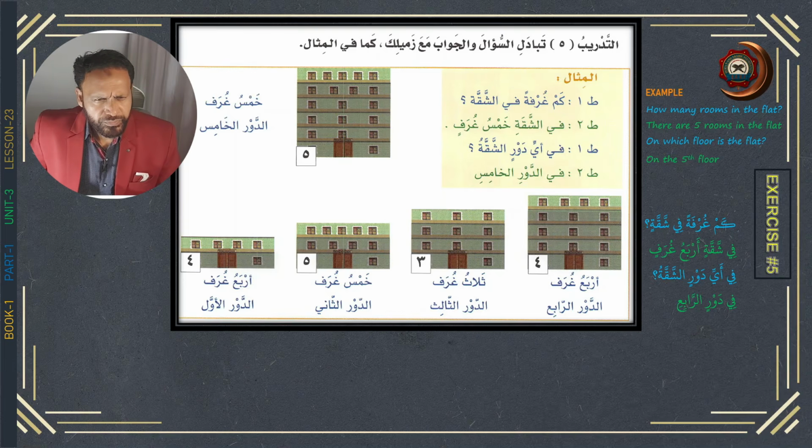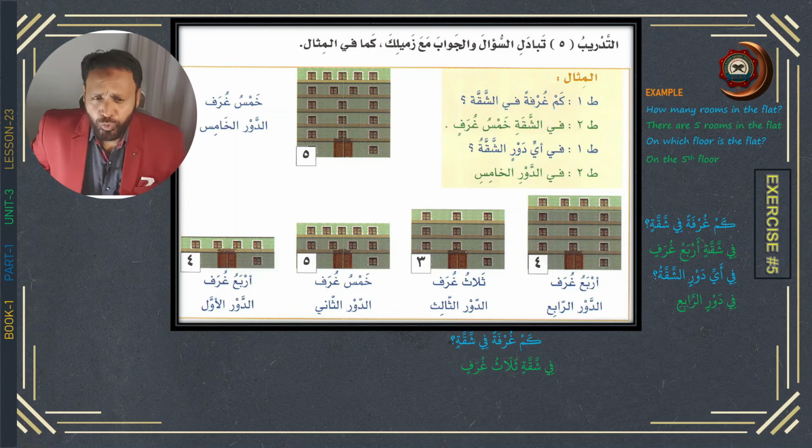Kam ghurfatan fi shakka? Fi shakkati thalathu ghurafin. Ghuraf is a plural of ghurfatun. Ghurfatun is room, ghuraf is rooms. Fi shakka thalathu ghurafin. Okay. Next, fi ayyi dawrin shakka? Fi ad-dawri ath-thalith.